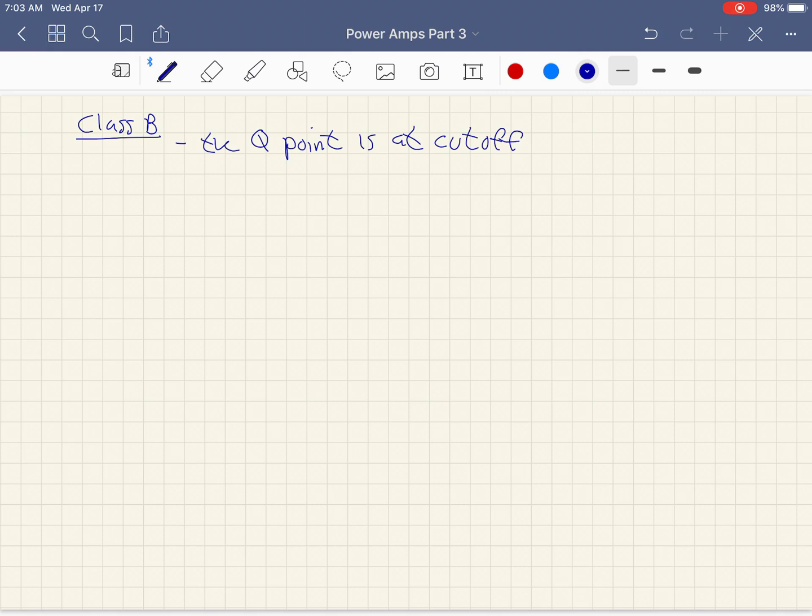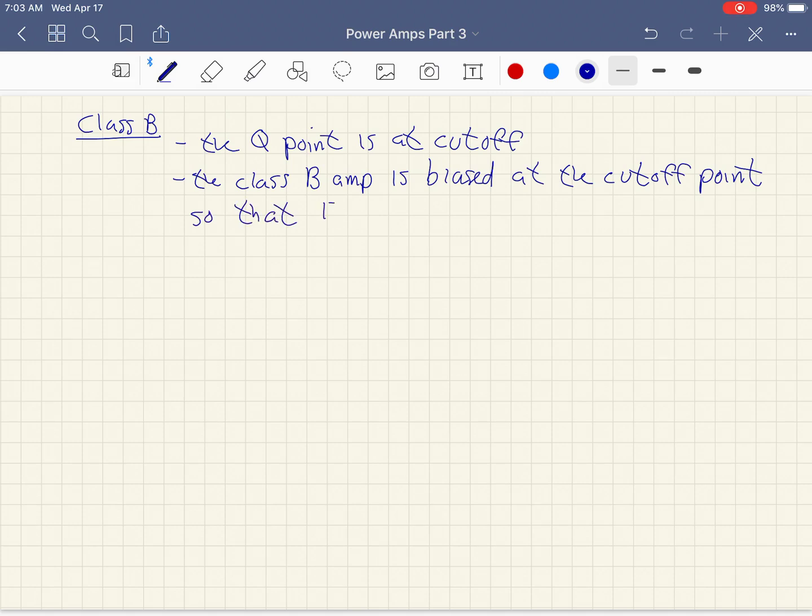Okay, so the Class B amp, we can say, is biased on purpose at the cutoff point, so that ICQ is equal to 0 and VCEQ is equal to VCE at cutoff.